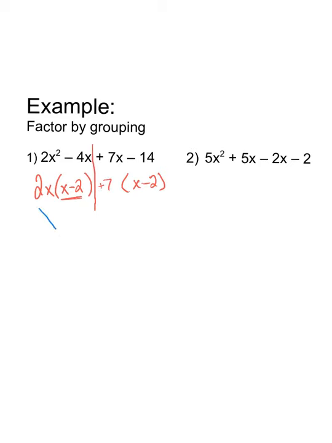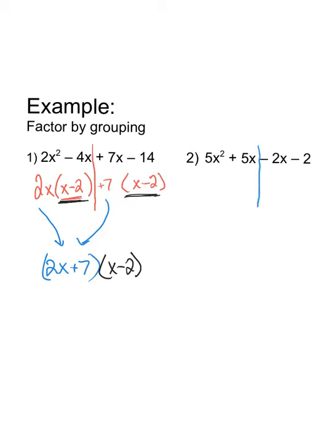So my factors become the first terms, the GCFs, so your 2x plus 7, and then your repeated term, which in this case is x minus 2. And that's it. Let's look at the second one.